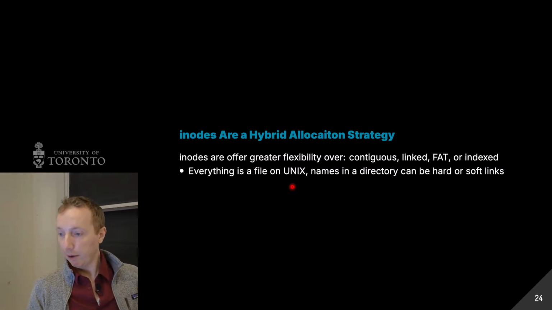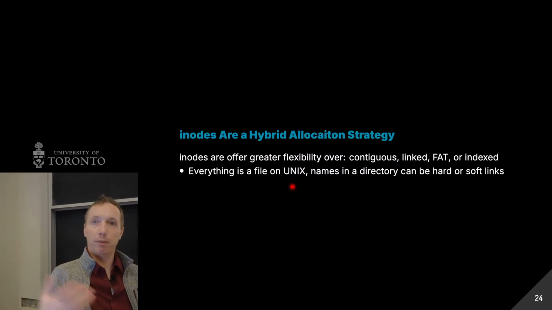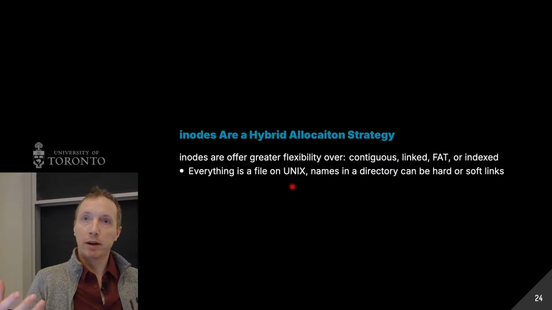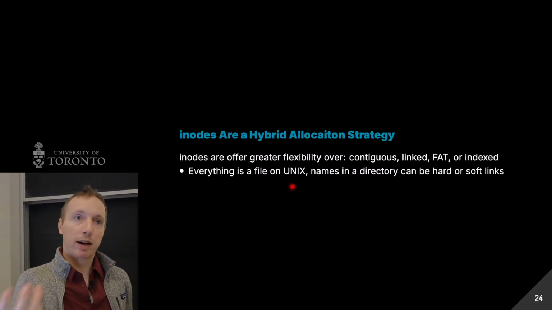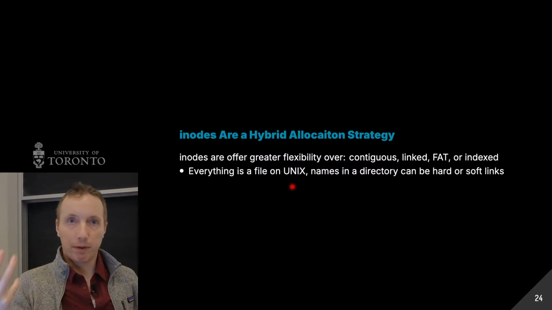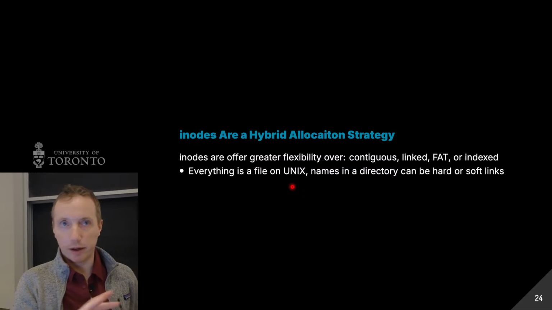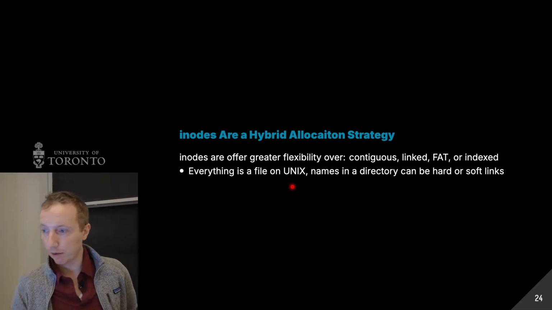On Unix, everything is a file. Names in a directory can either be hard or soft links. So the file names are just directory entries, name to inode for hard links, and then essentially name to name for soft links, but that name's going to be stored on the inode, so there's a little bit of details there that you're going in with Lab 6.